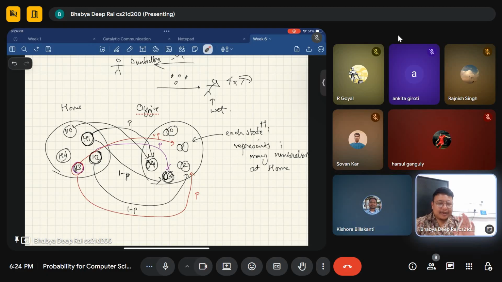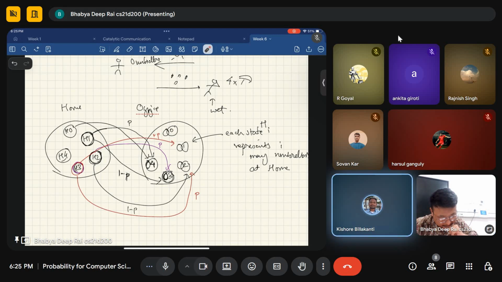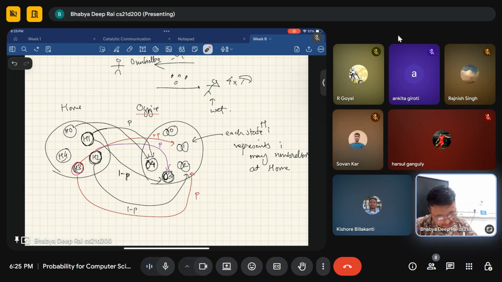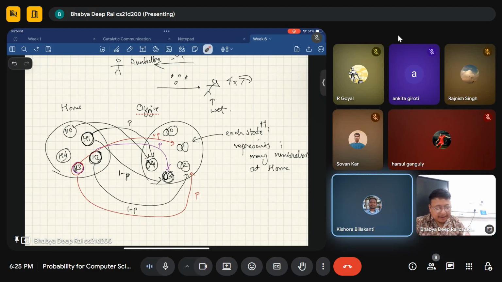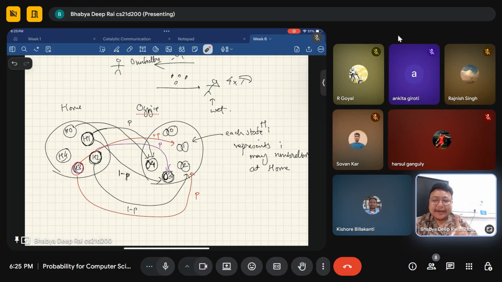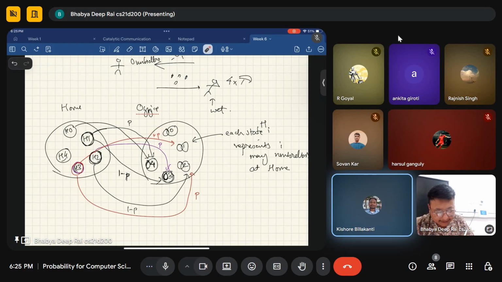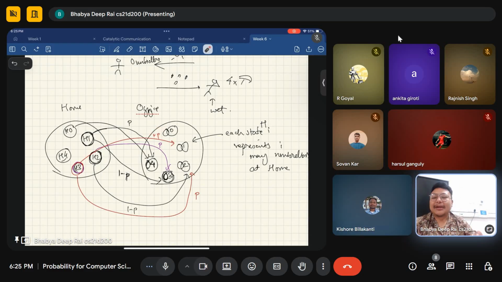Okay. That much is clear, right? Now, if it does not rain, it does not rain with probability 1 minus P. It rains with probability P. If it does not rain, I'm not going to take any of the three umbrellas to office. So when I reach the office, how many umbrellas will I see? One umbrella only, because there was one umbrella already in the office, and I have not taken any more umbrellas to the office.